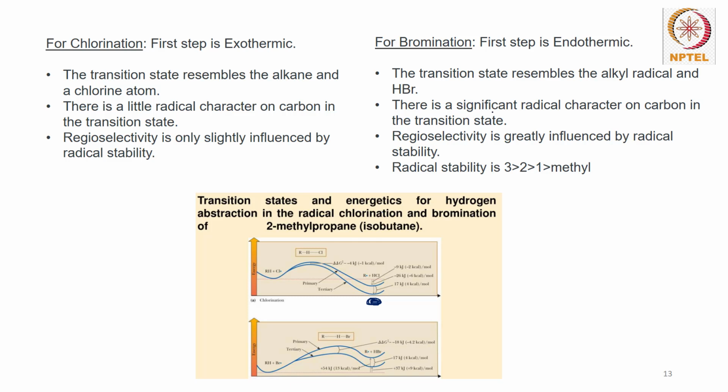But in case of bromination reaction, as the first step is endothermic, the transition state has a large radical character in it, because it's closer to the product energy, or here it is the intermediate energy. Therefore, it has a huge radical character in it. Therefore, the radical stability always affects the transition state of the reaction.